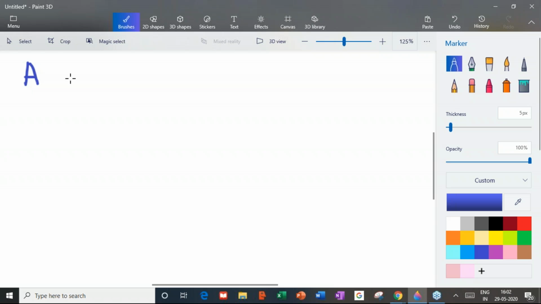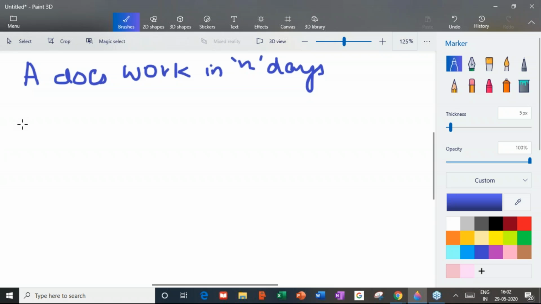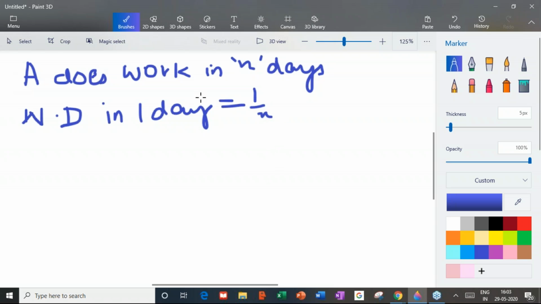If A does work in X days, work done in one day is 1 by X. Just keep this in mind, okay? A does some piece of work, he finishes it in X days. So how much work he does in one day is 1 by X. Okay, this is the basis of solving these kind of problems.